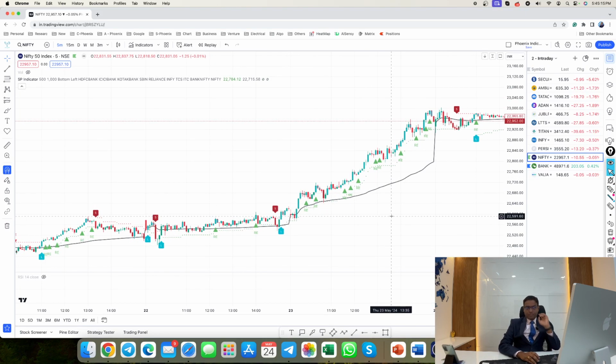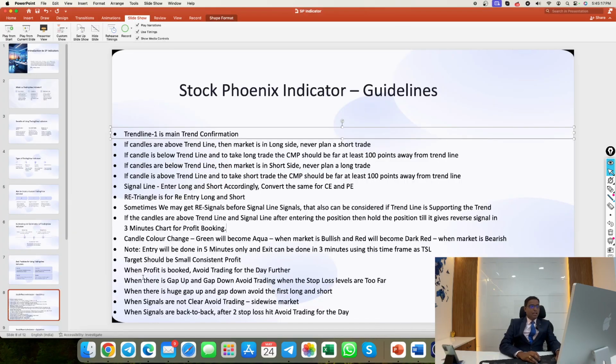Next point is when profit is booked, avoid trading for the day. If you get 2,000 rupees per day, stop. Also, when there's a gap up or gap down, avoid trading when the stop loss levels are too far. When there's a huge gap up or gap down, avoid the first long and short trades. When signals are not clear, avoid trading in a sideways market. When signals come back to back after two stop loss hits, avoid trading for the day.